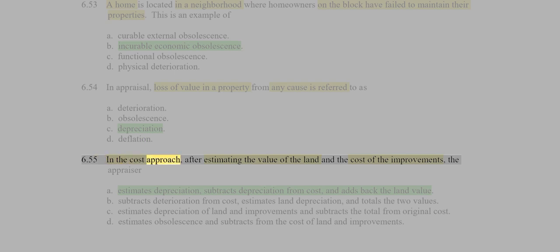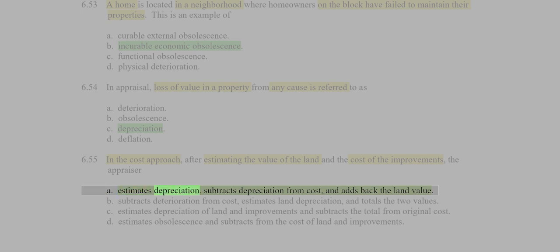6.55 In the cost approach, after estimating the value of the land and the cost of the improvements, the appraiser A. Estimates depreciation, subtracts depreciation from cost, and adds back the land value. B. Subtracts deterioration from cost, estimates land depreciation, and totals the two values. C. Estimates depreciation of land and improvements and subtracts the total from original cost. D. Estimates obsolescence and subtracts from the cost of land and improvements.